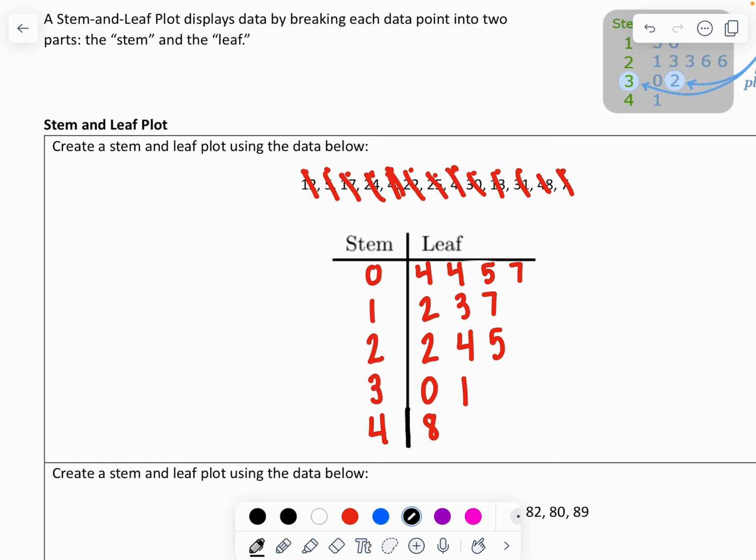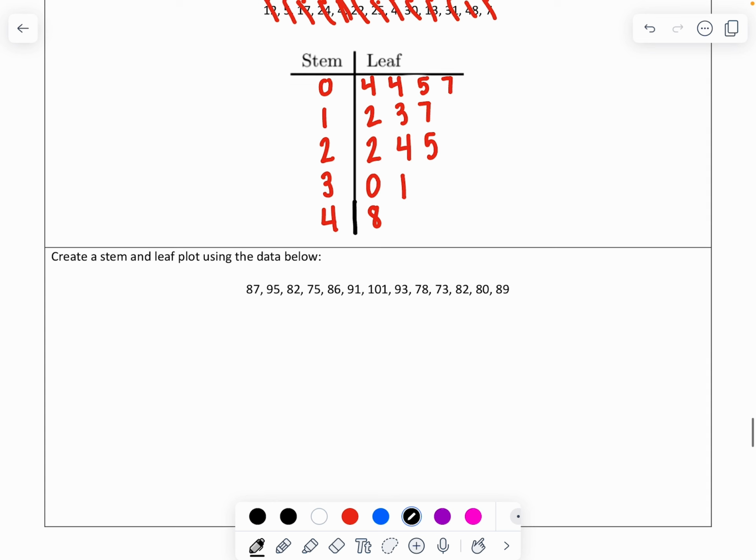So remember, this is also one of the graphs you can use for your survey project if this is one that's looking appealing to you. Last one. So on this one, we have to create the stem and leaf plot from scratch. So just like the one above, we're going to draw a line straight down, draw a line like a T-chart. Usually the leaf portion is a little bit longer than the stem because the stem is usually just 1 or 2 numbers, while the leaf is multiple.